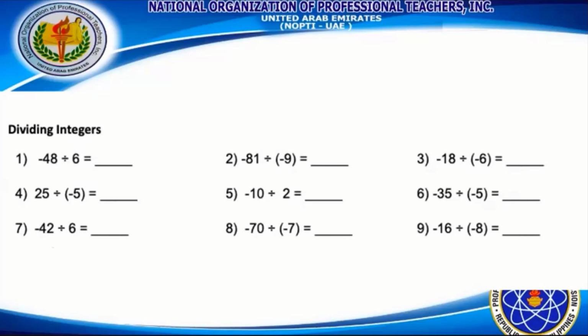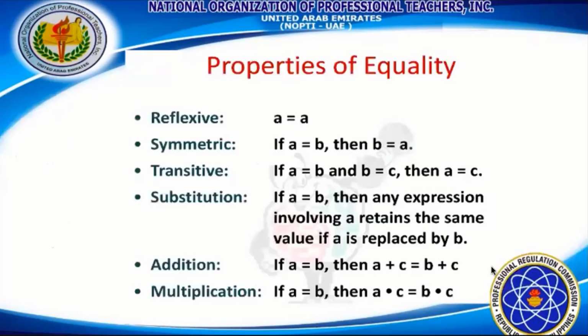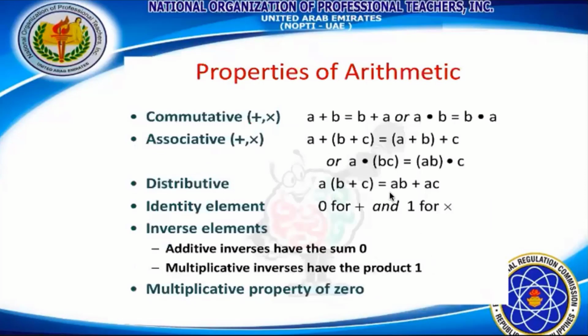Okay, let's proceed. Properties of equality. O, anuhan lang natin to. Tawag doon, daanan lang. Reflexive, symmetric, addition property, okay lang yan. Ito, yung mga commutative, associative, distributive property. Distributive means dinidistribute siya. Associative, you associate each of the term. Okay?